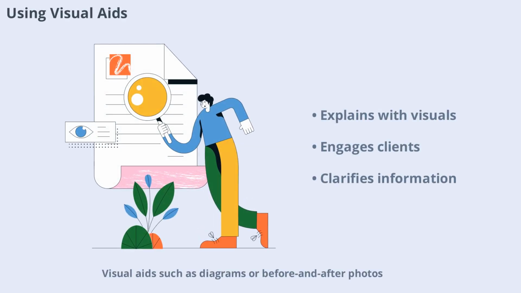Visual aids, such as diagrams or before and after photos, can help clients understand the hair removal process. Use these tools to explain procedures, expected results, and aftercare. Visual aids make information more accessible and engaging.